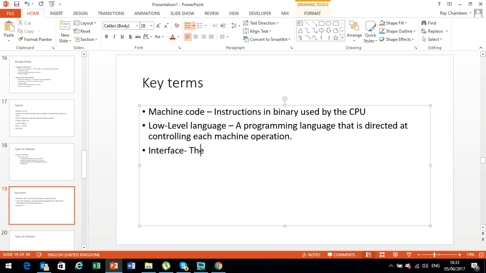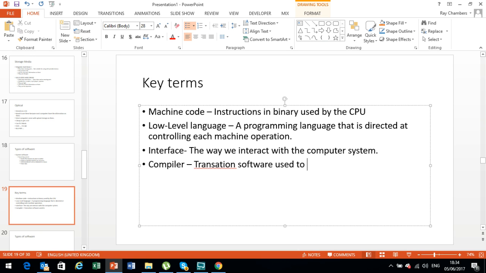Interface, the way we interact with the computer system. Compilers, translation software used to convert source code into machine code so that the processor can understand it.